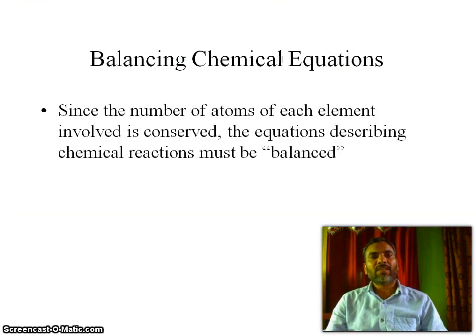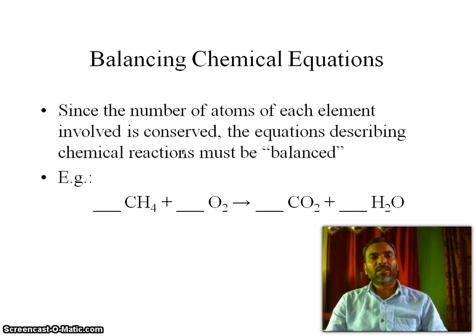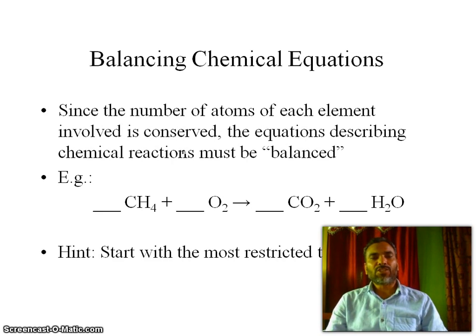So, balancing chemical equations. Since the number of atoms of each element involved is conserved, the equation describing a chemical reaction must be balanced. For example, CH4 reacts with O2 to give carbon dioxide and water. So start with the most restricted terms: 1, 1, 2, 2. So check whether it is balanced or not.